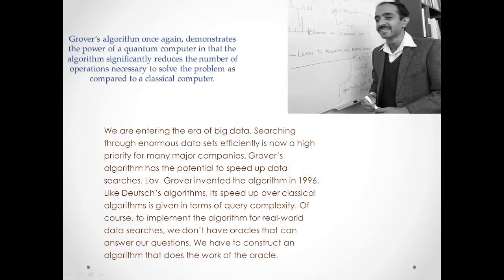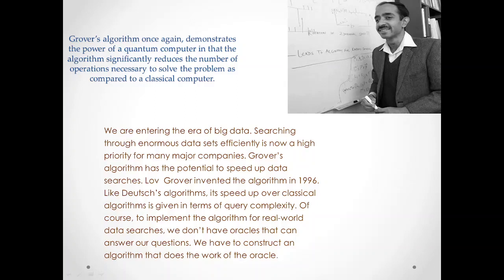Grover's algorithm once again demonstrated the power of quantum computers, in that the algorithm significantly reduces the number of operations that we need to solve the problem as compared to the classical computer. And this is also one of the important algorithms which shows how quantum computers overpower classical computers.